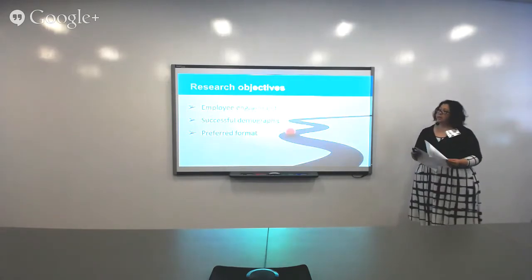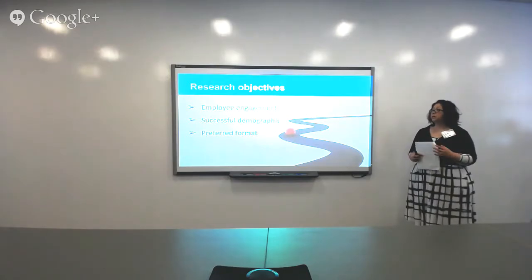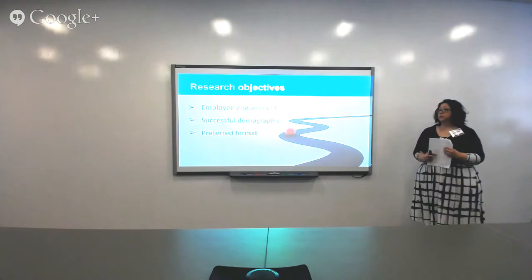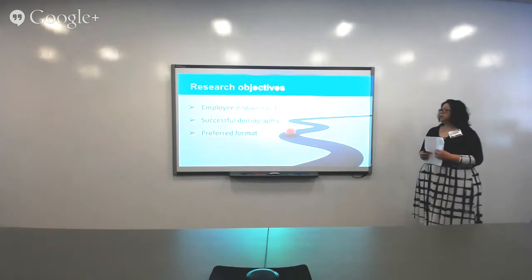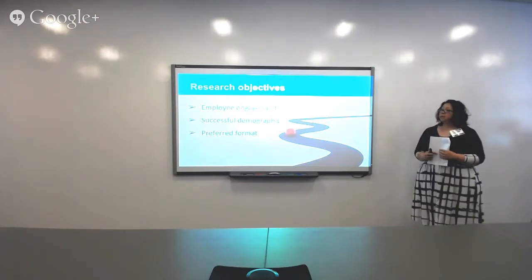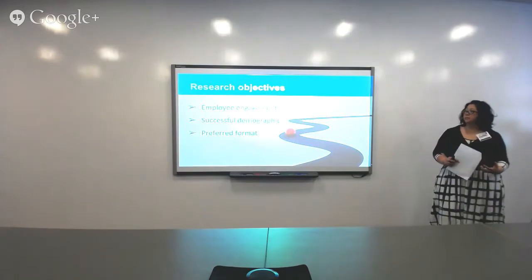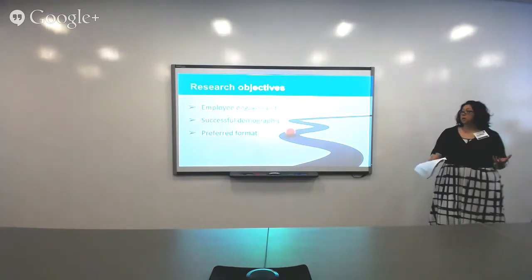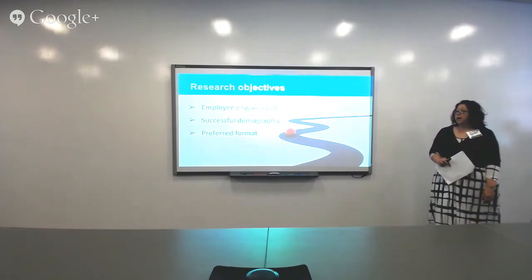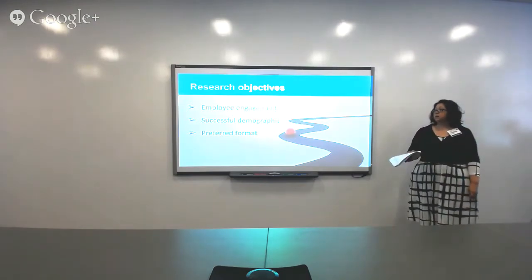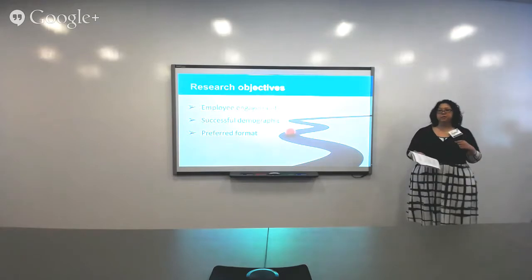So I had three objectives, and this is what made my study a little bit unique, I think, is that I used three different themes and several different algorithms to achieve my objectives. The first was, could I find a correlation between employee engagement and mentoring programs? The second was, could I define the most successful demographic, who got the most out of mentoring programs? And the third one was, could I find a preferred format by the most successful demographic?